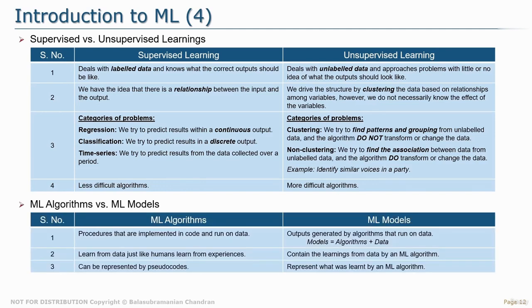ML algorithms versus ML models. ML algorithms are procedures that are implemented in code and run on data. ML models are outputs generated by algorithms that run on data. In simple terms, models equal algorithms plus data. ML algorithms learn from data just like humans learn from experiences. ML models contain the learnings from data by an ML algorithm. ML algorithms can be represented by pseudocodes. ML models represent what was learned by an ML algorithm.